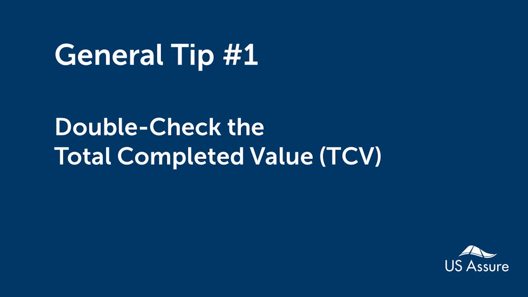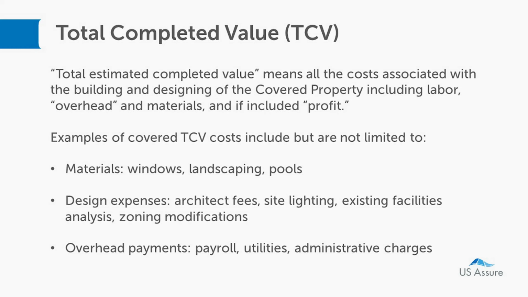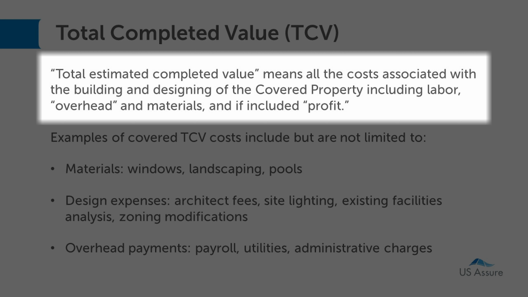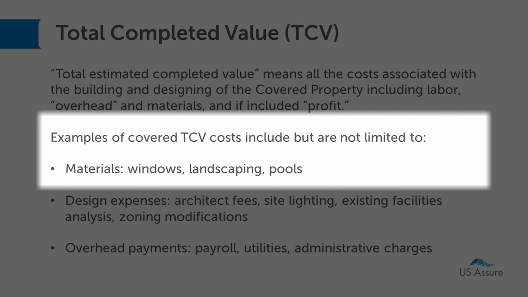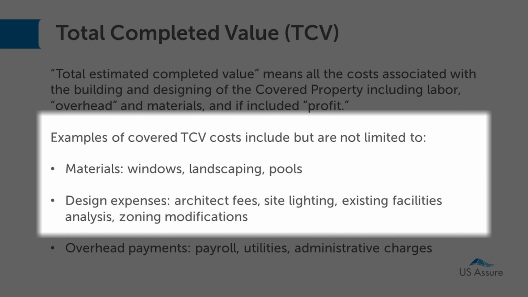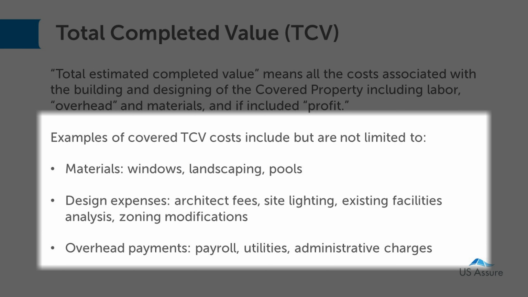General tip number 1. Double check the total completed value. When you're completing an application for the Zurich Builder's Risk Plan, entering the most accurate TCV is crucial to make sure your client isn't underinsured. Our coverage forms state the total estimated completed value encompasses all the costs associated with the building and designing of the covered property, including labor, overhead, materials, and, if included, profit. Some examples of covered costs include materials such as windows and landscaping, design expenses like architect fees and zoning modifications, and overhead payments such as payroll and utilities.